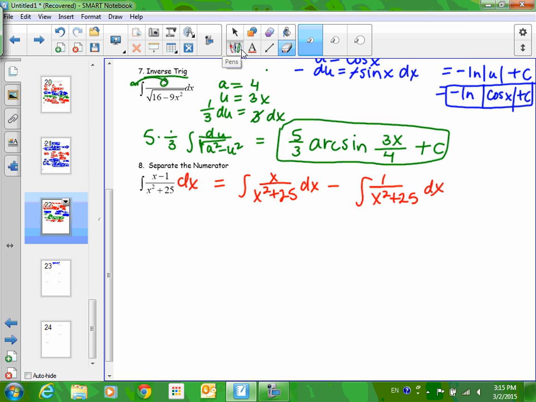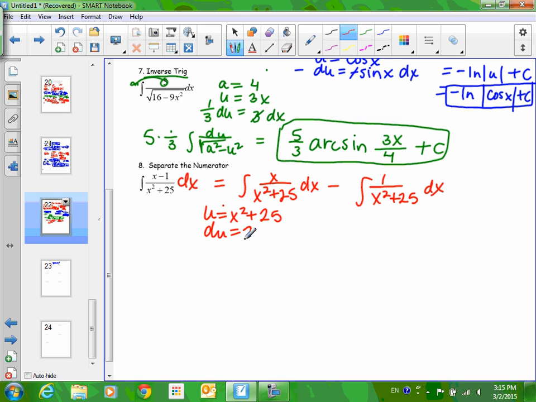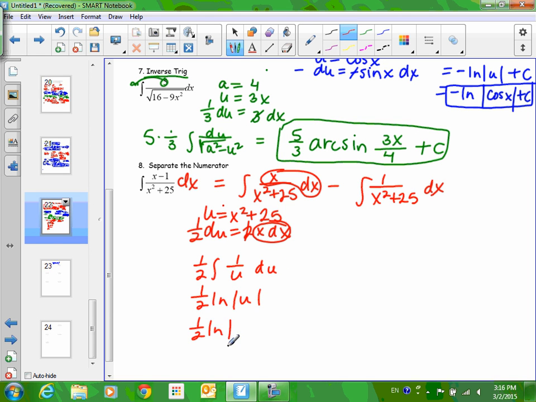One of these is inverse trig. Which one? The second one. That means this one's regular u substitution. So if you let u equal x squared plus 25, du then would be 2x dx. So this is how I suggest you do it. This is 1 over u du. So that'd be 1/2 natural log of u, or 1/2 natural log of x squared plus 25.